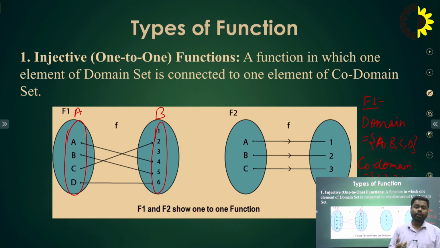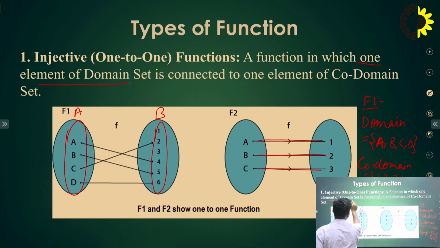Now from this, as we have learned what domain, codomain, and range are, we can explain the injective function. An injective function is a function in which each element of the domain set is mapped or connected with one element of the codomain. Like the example I told you, in function 2 it is clearly visible that A is mapped with 1, B is mapped with 2, and C is mapped as well. This is injective, meaning it is 1 to 1: one element of the domain is connected to one element of the codomain. This is the best example for an injective function.